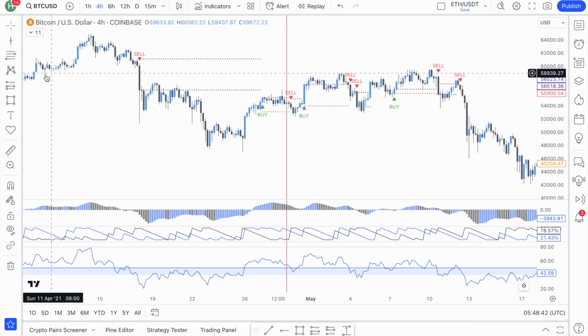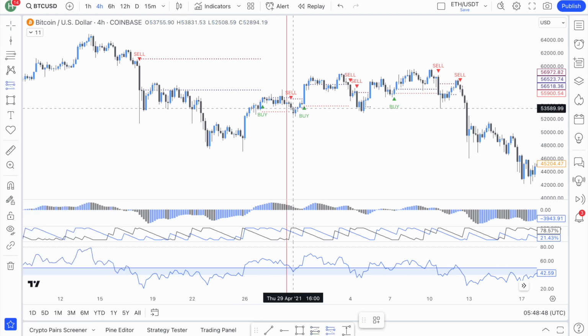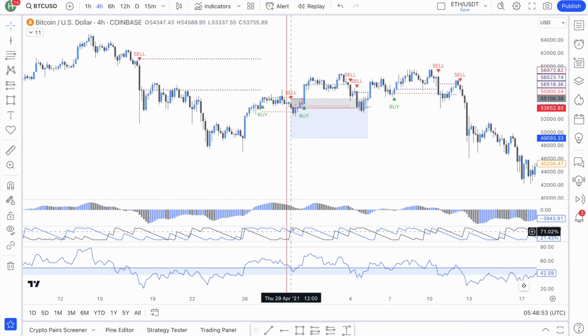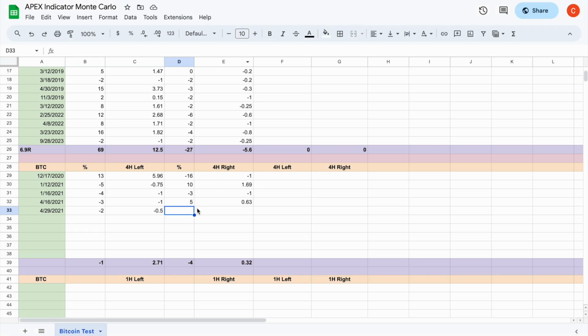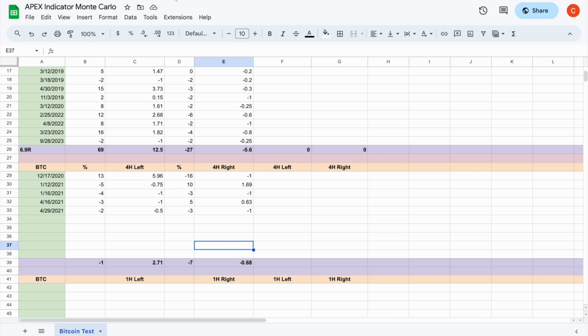But that's just how it is. And then the next one over is right here. Yep, stopped out too. So -3%, -1. All right, so right now we're doing slightly above on the R value, but -8 on the percentages. So August 14th, 2021.